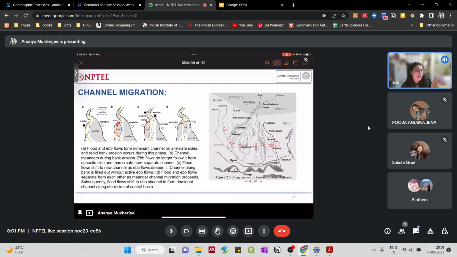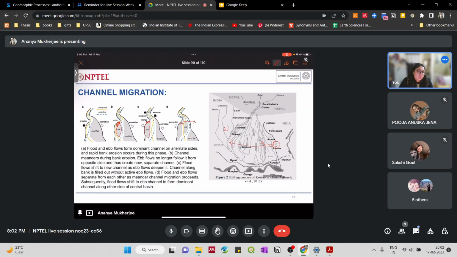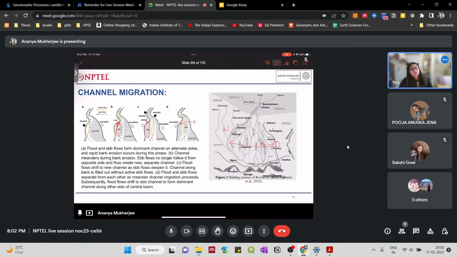Okay, why the channel migration is so frequent in this area is because that region has very soft sediments. Okay, it is kind of in the alluvial... yes, somebody has raised their hand. Do you have a question? Okay, so it is kind of happening in the lower region of Himalayas, where the alluvial fans are present. Okay, so it is easier for the channel to migrate through that alluvial fan.